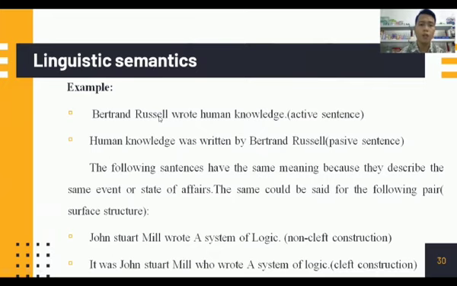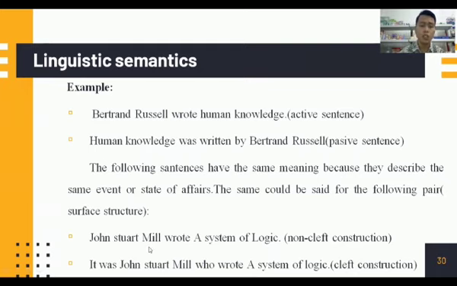Okay, the next slide is about examples from linguistic semantics. There are four sentences that we can analyze from this slide. The first is Bertrand Russell wrote Human Knowledge. This is an active sentence, and the second is Human Knowledge was written by Bertrand Russell. This is a passive sentence. The goal of the sentences is the same. The following sentences have the same meaning because they describe the same event or state of affairs, but the superstructure is different. The first one is an active past sentence, and the second is a passive sentence.